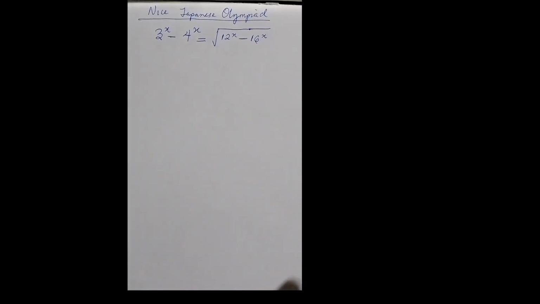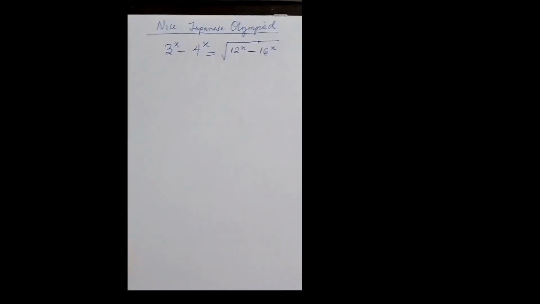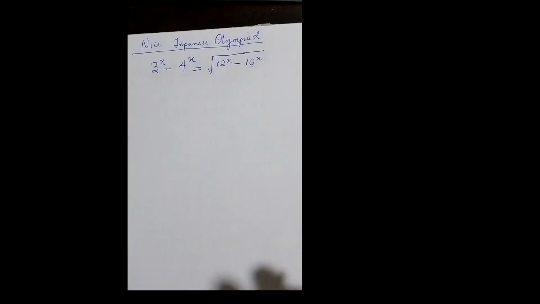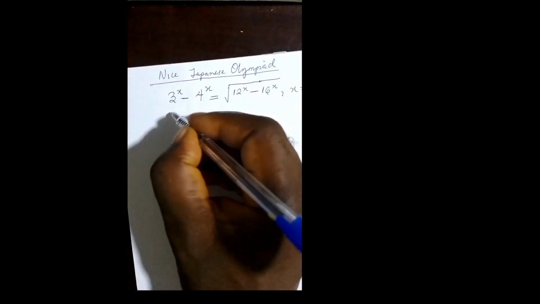I have before us here a nice Japanese Olympiad question. The question is 3 to the power of x minus 4 to the power of x equal to square root of 12 to the power of x minus 16 to the power of x. So we are going to solve this to determine the values of x that satisfy this equation. Okay, so what we are going to do is to write down our solution.